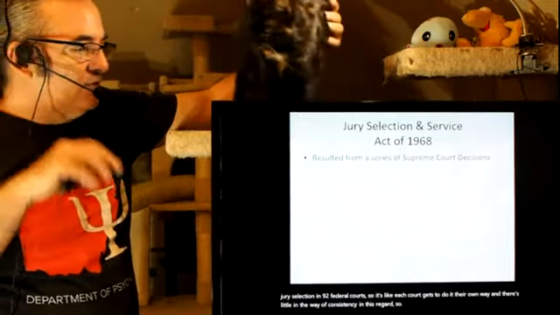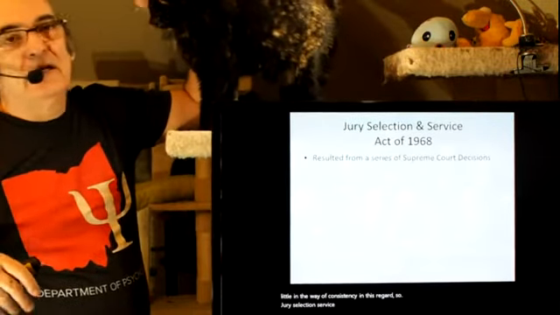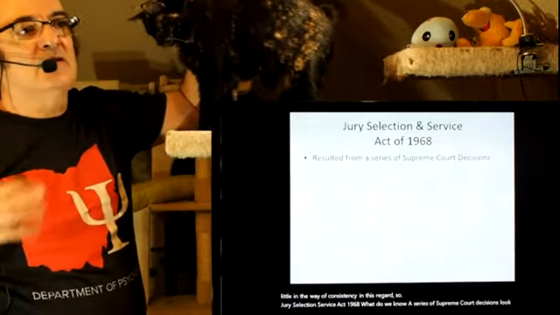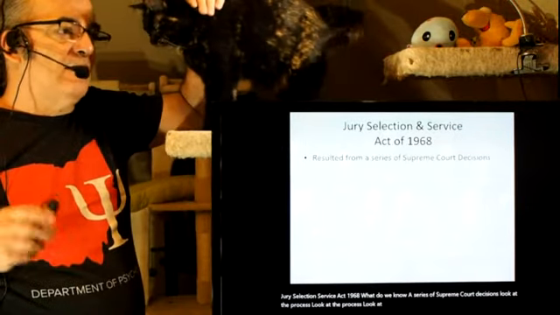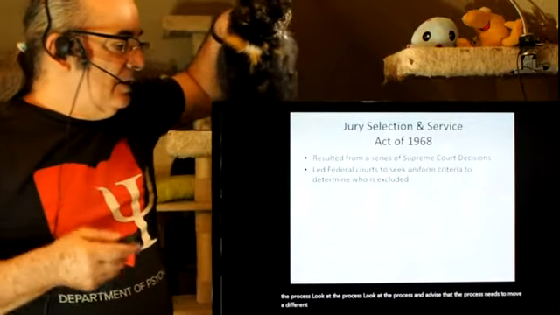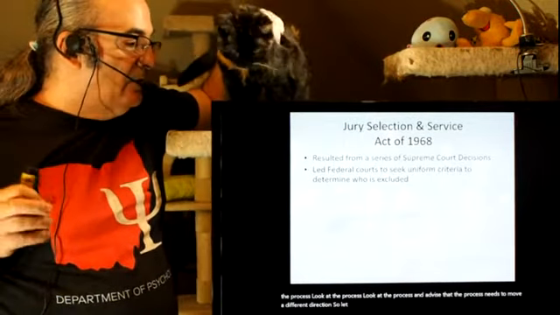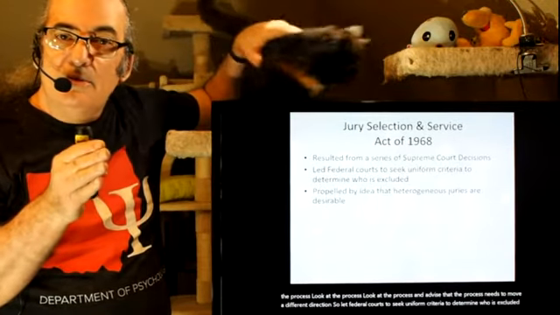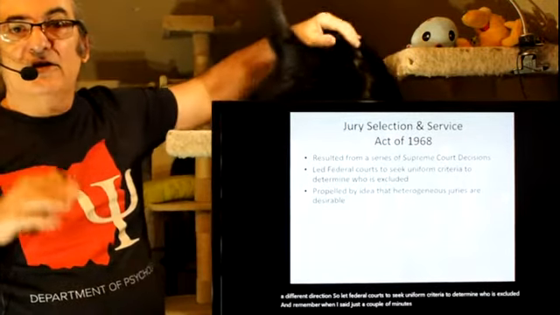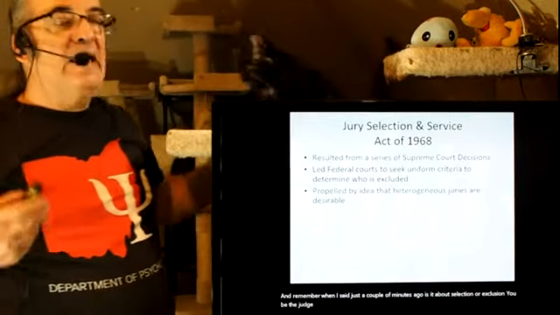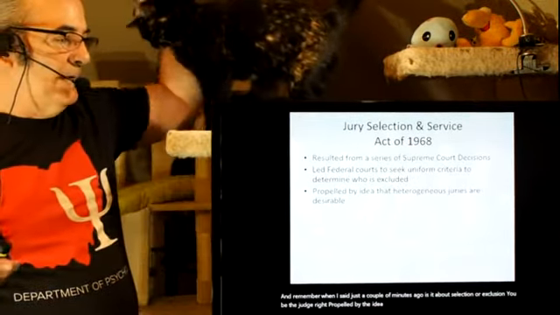Jury Selection and Service Act of 1968, what do we know? Well, a series of Supreme Court decisions looked at the process and advised that the process needs to move in a different direction. So that led federal courts to seek uniform criteria to determine who is excluded. And remember when I said just a couple minutes ago, is it about selection or exclusion? You be the judge, right? Propelled by the idea that heterogeneous juries are better.